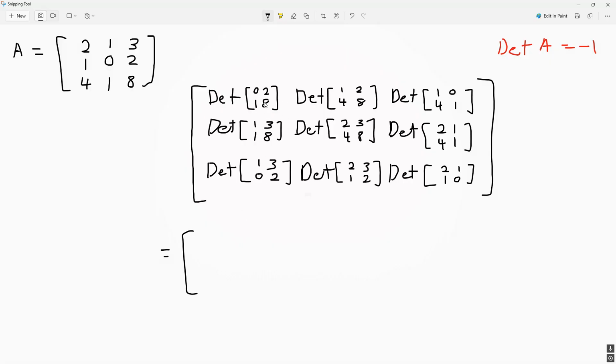So 0 times 8 is 0 minus 2 times 1 equals -2. 1 times 8 equals 8 minus 2 times 4 equals 8, that's 0. 1 times 1 equals 1, and 0 times 4 equals 0, so 1 minus 0 equals 1. 1 times 8 equals 8 minus 1 times 3 equals 3, that's 5. 2 times 8 equals 16, 3 times 4 equals 12, so 16 minus 12 is 4. 2 times 1 equals 2, minus 4 times 1 equals 4, so 2 minus 4 is -2. 1 times 2 is 2, minus 3 times 0 equals 0, so that's 2. 2 times 2 is 4, minus 1 times 3 is 3, so 4 minus 3 is 1. 2 times 0 equals 0, minus 1 times 1 equals 1, so that's -1.